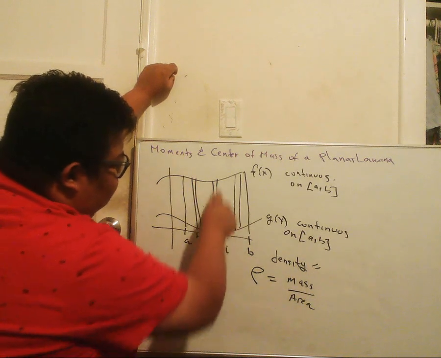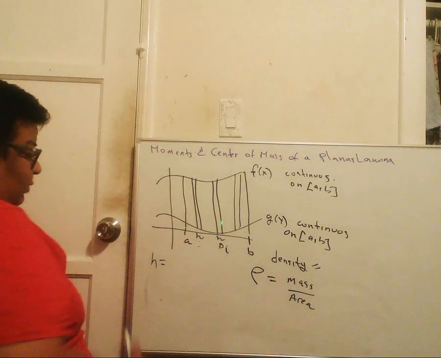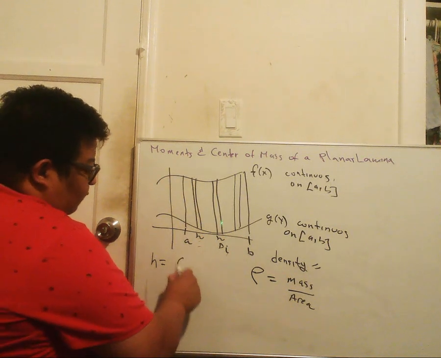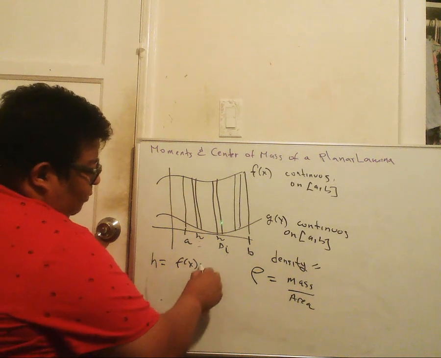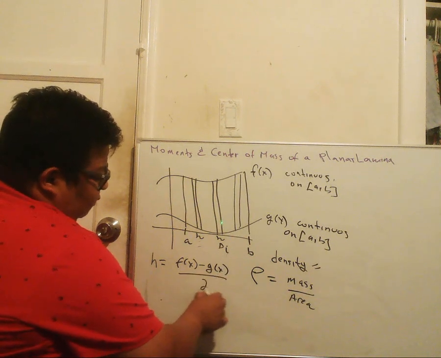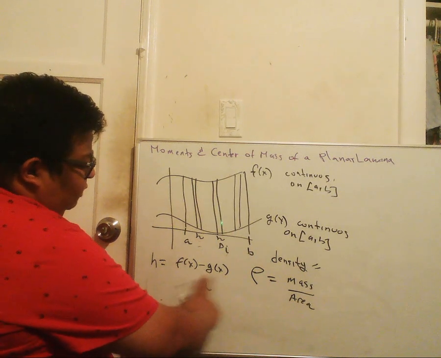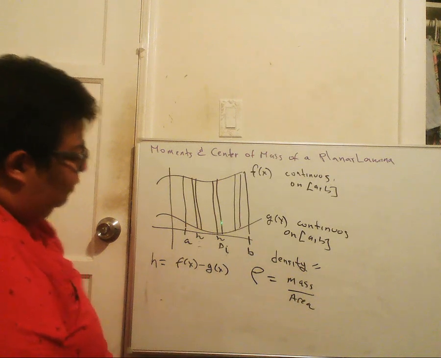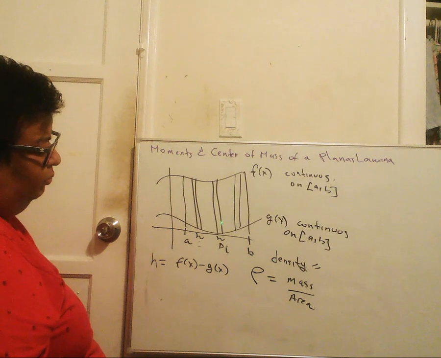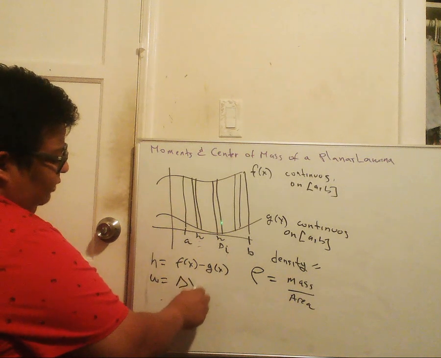That means that the height of the rectangle is going to be equal to f of x minus g of x over 2. No, I'm sorry, f of x minus g of x, yes. F of x minus g of x, and then the width is equal to delta x.